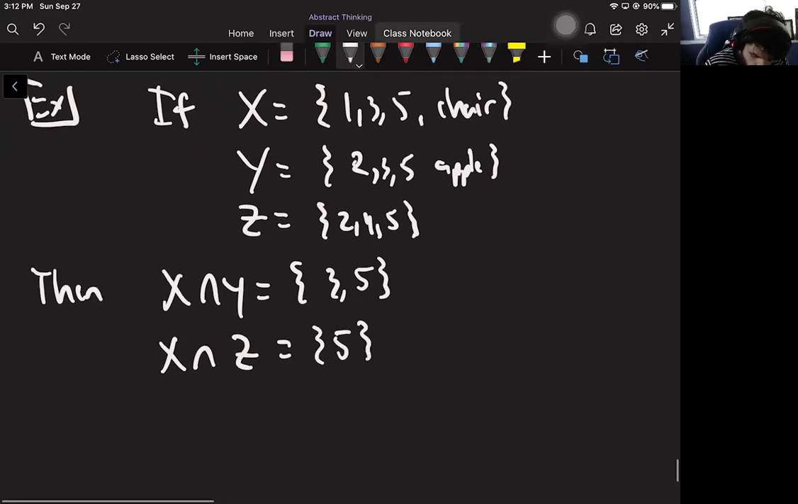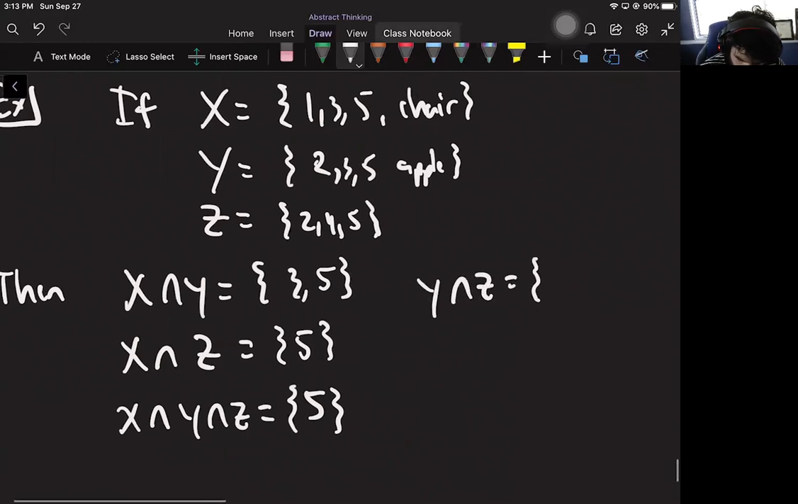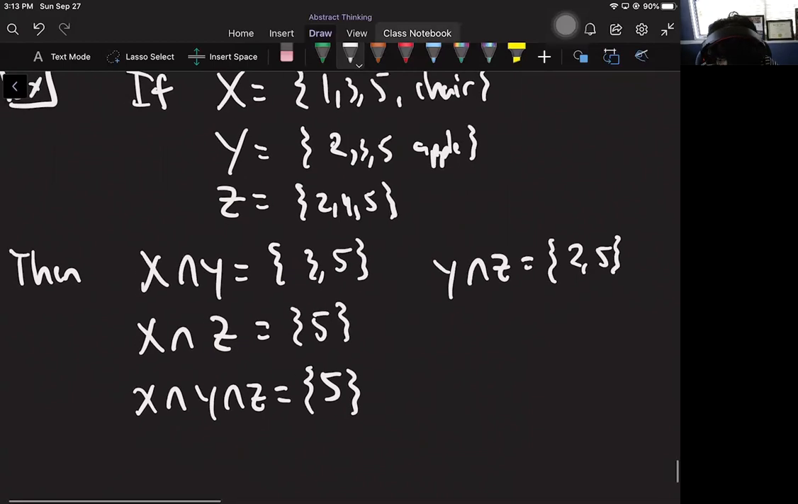And I can intersect more than 2 things at the same time. And again, the only thing in common to all 3 would be 5. So it would be the set consisting of the element 5. I could do one more. So like if I do Y intersect Z, then they both have 2 and 5 together. Okay, so that's how intersection works. And it is very much like the word and was in logic. And we'll see later, like the properties are very similar that they obey.